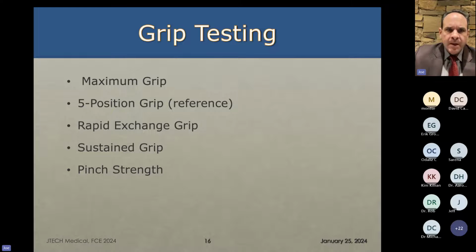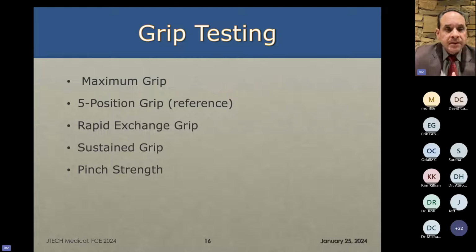All right. So besides the consistency and repeat trials, there's these classical grip testing that you'll see in most FCE systems. There's a maximum grip test, and there's this pinch strength test, which again is just looking at consistency and repeat trials. We also have that 5-position grip test. Did they have that bell-shaped curve? And the rapid exchange grip, which we'll talk about in a second. The sustained grip is that there's like this consistent fatigue over time.